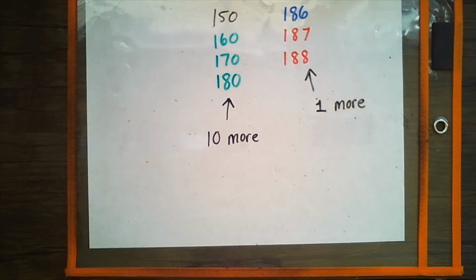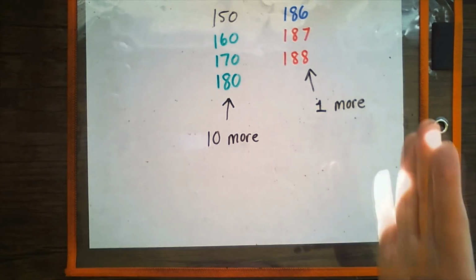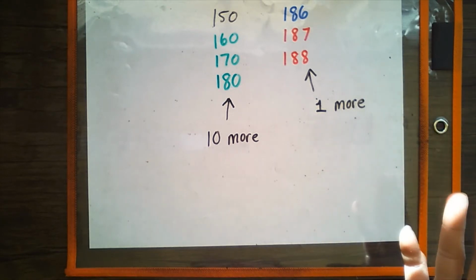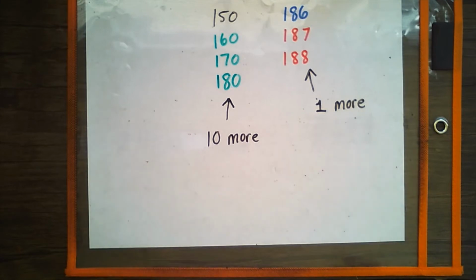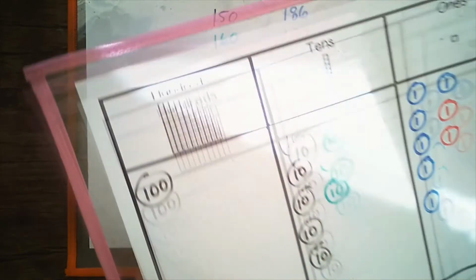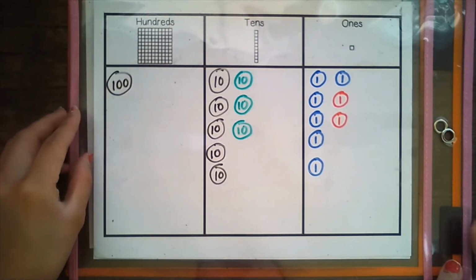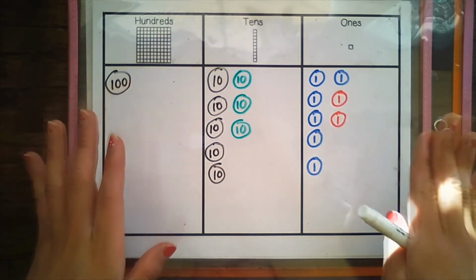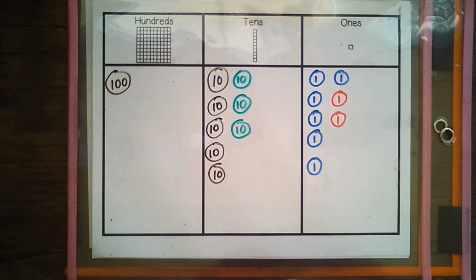So what we're going to do next is count by hundreds. Really fast, what place do you think it's going to change? Great job. The hundreds place is going to change. Let's go back to our place value chart with our place value discs here. We currently have 188.